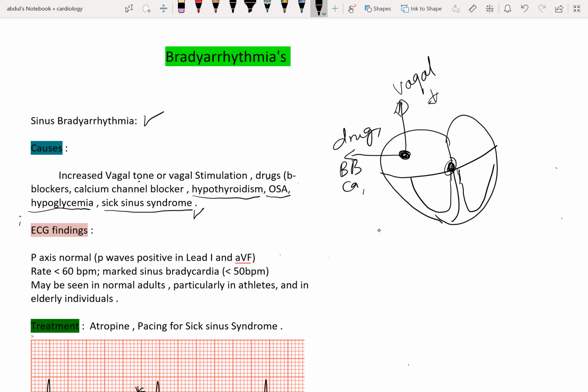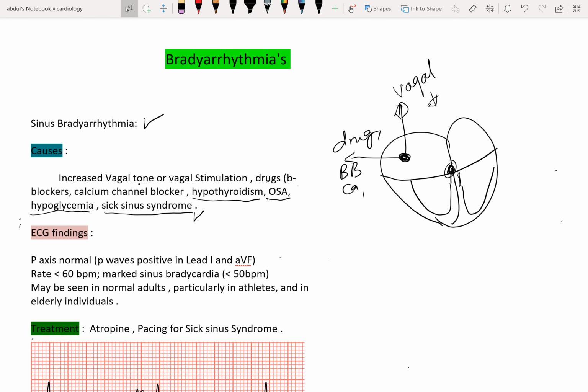So it is very important for you to know that sick sinus syndrome can increase the heart rate abnormally or it can decrease it. So that's why it's very important for you to be able to put this under bradyarrhythmias as well. Okay, so we understood the causes of sinus bradyarrhythmia.